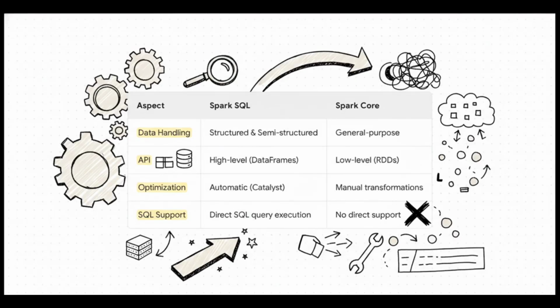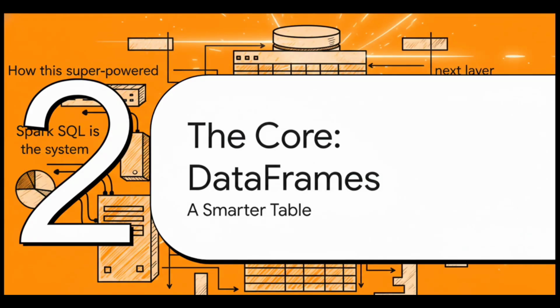To really get why this is such a big deal, it helps to look at what came before it, the Spark Core RDD API. With RDDs, you were in the weeds. You had to manually figure out the best way to transform your data. Super powerful, sure, but also super complex. Spark SQL came along and gave us this higher-level world of data frames. And, most importantly, an automatic optimizer. It was an absolute game changer for both speed and just getting stuff done. So let's peel back that next layer.